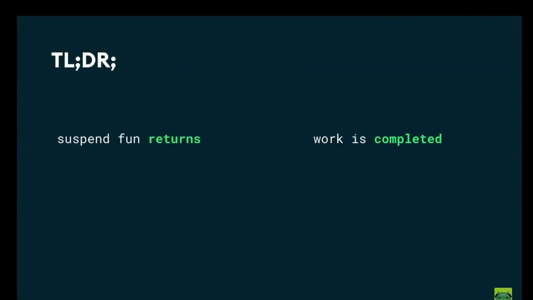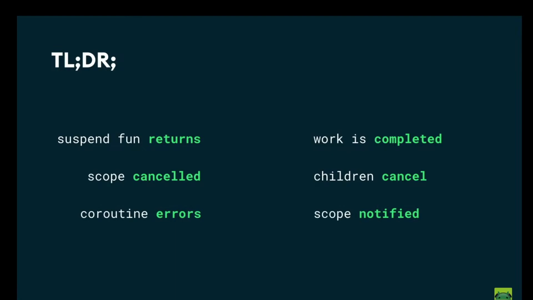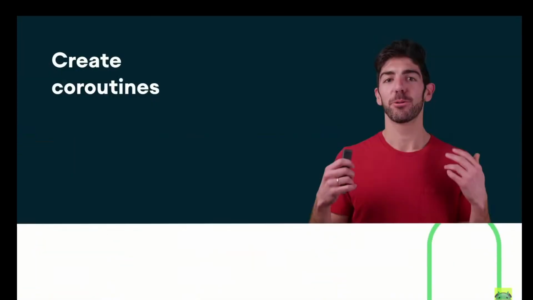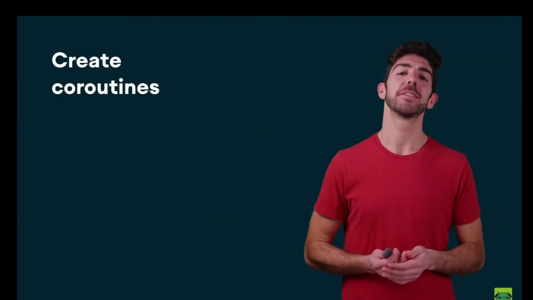TLDR for structured concurrency. When a suspend function returns, it means that it has completed all work. When the scope is cancelled, it means that the children will be cancelled too. When the coroutine errors out, the scope will get notified, and depending on the job, it will behave one way or another. We're going to see how to create coroutines now.